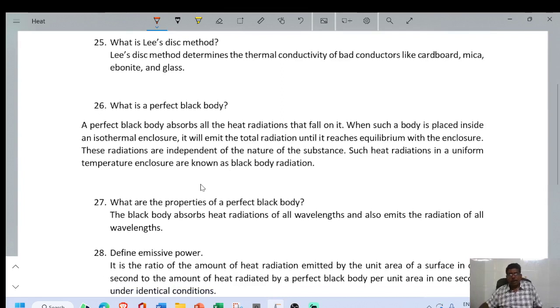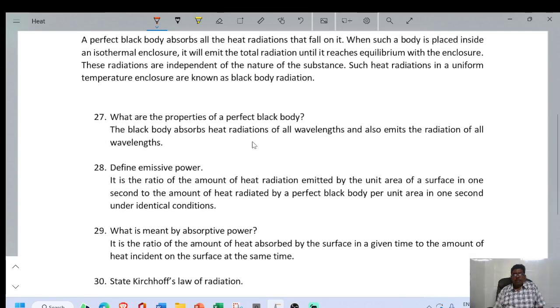What is a perfect black body? A perfect black body absorbs all the heat radiations that fall on it. When such a body is placed inside an isothermal enclosure, it will emit the total radiations until it reaches equilibrium with the enclosure. These radiations are independent of the nature of the substance. Such heat radiations in a uniform temperature enclosure are known as black body radiation.